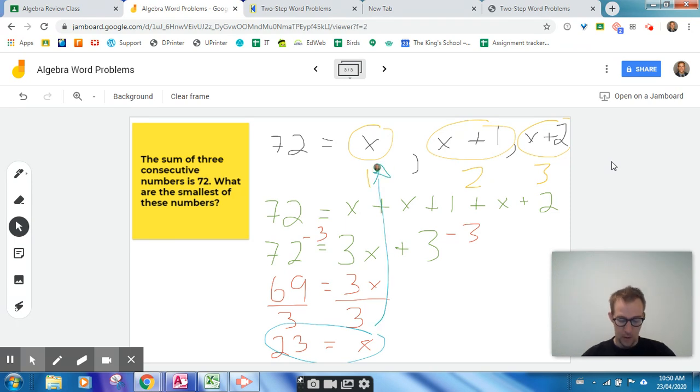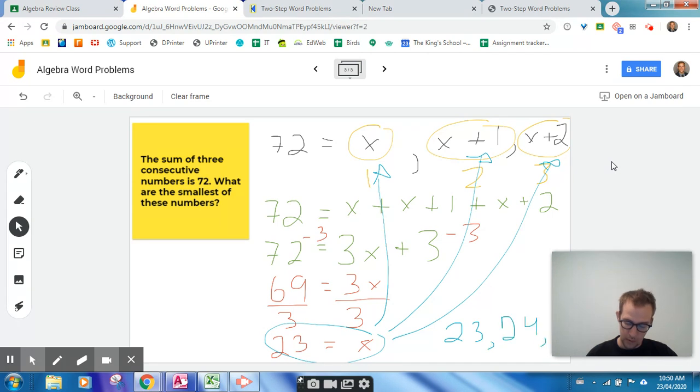But if we wanted to list the 3 numbers, we would know that the first term is x, the second term is x plus 1, and the third term is x plus 2. So the three numbers are 23, 24, and 25. Oops, I ran out of space, my iPad. Let me just write that again. 23, 24, and 25.